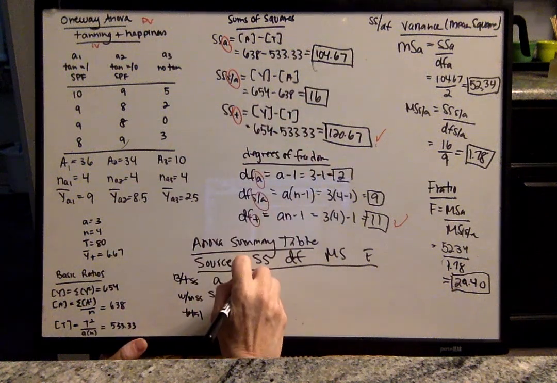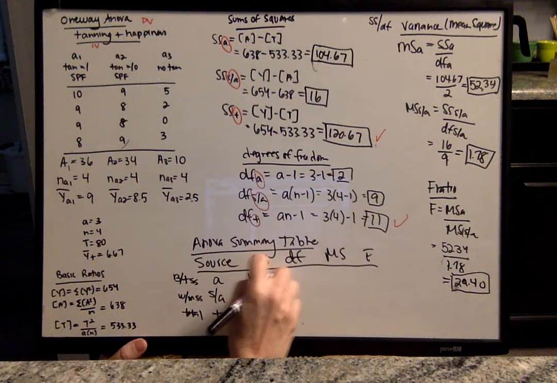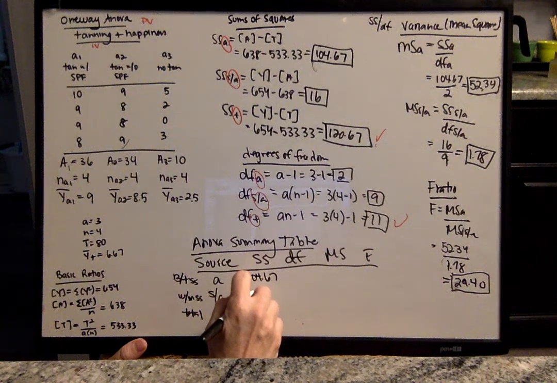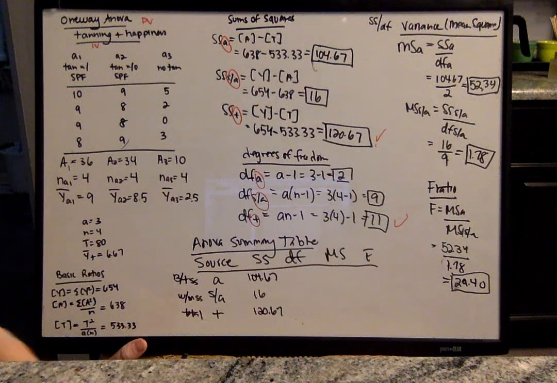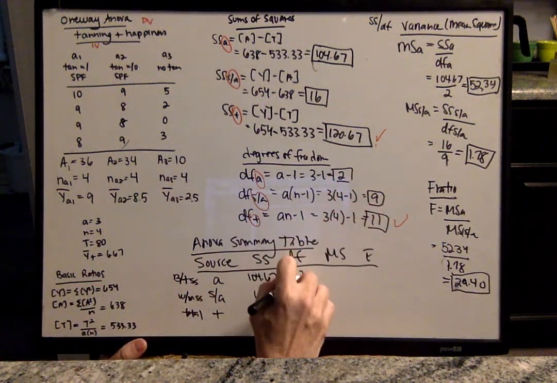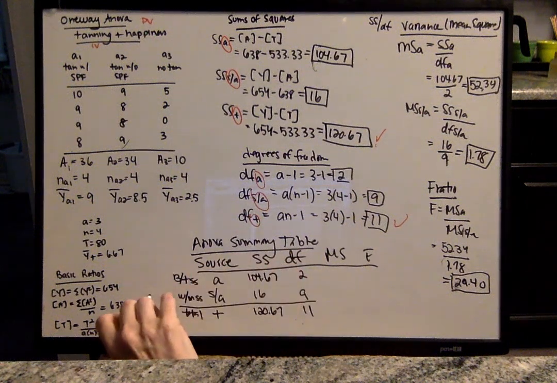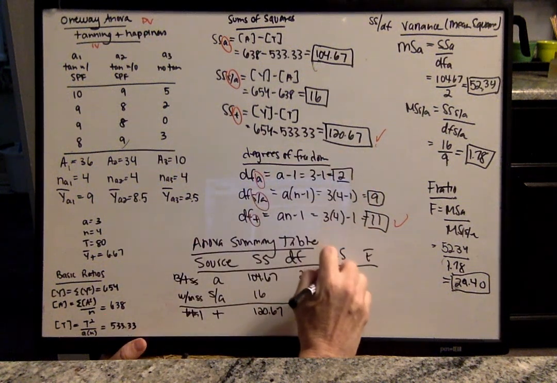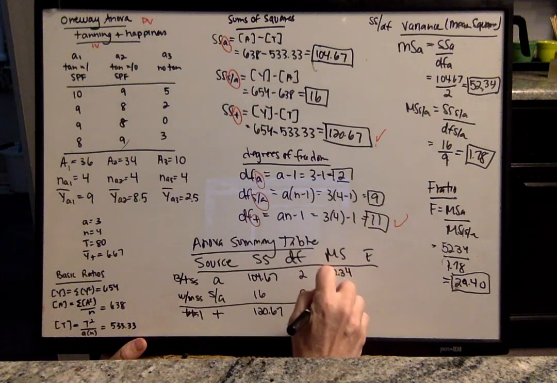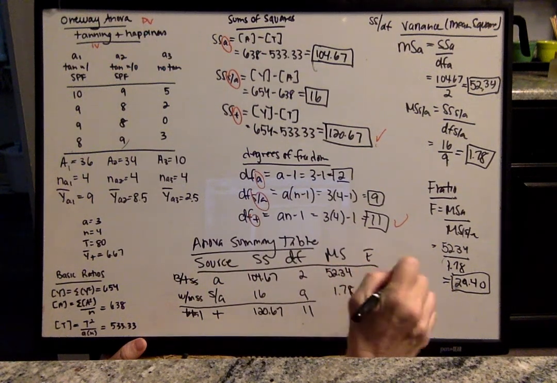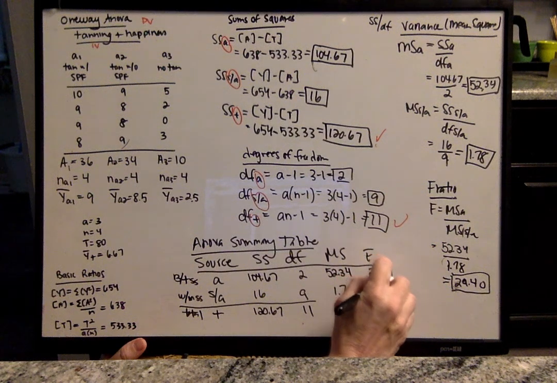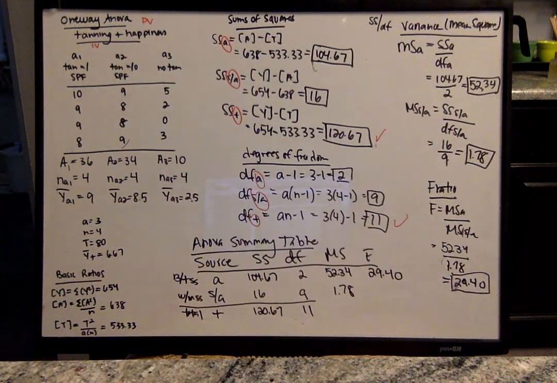So for our sums of squares, A was 104.67, S over A was 16, and T was 120.67. Our degrees of freedom were 2, 9, and 11. I usually draw this line here. Our mean squares were 52.34 and 1.78. And our F, which we're going to put in the first row here, is 29.4. And that is the end of the second walkthrough of a one-way ANOVA.